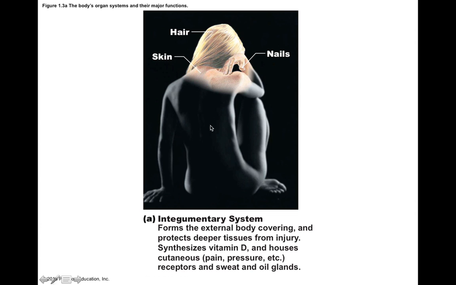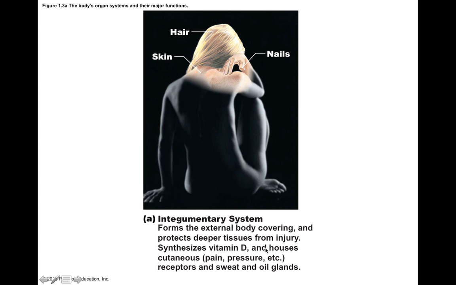Now, the first organ system we'll talk about, though, is the integumentary system, which is skin. So skin forms an external body covering. It protects deeper tissues from injury, and it protects against chemical, biological, even thermal factors. And it also has some metabolic functions, like it synthesizes vitamin D for us. So your skin can actually use UV radiation with cholesterol to synthesize or create vitamin D.